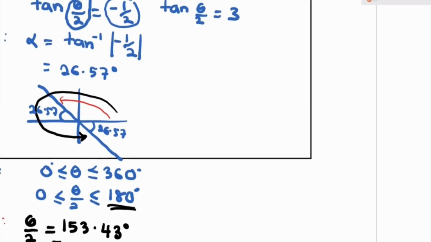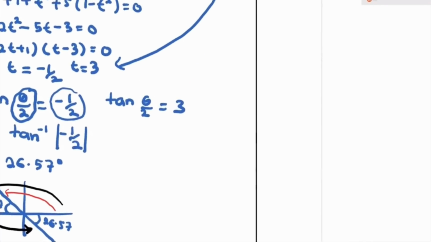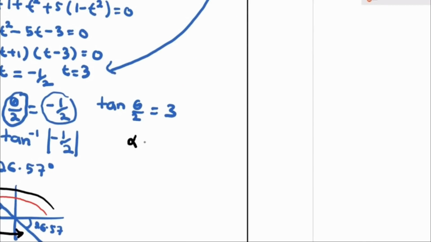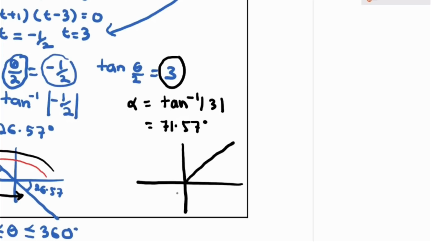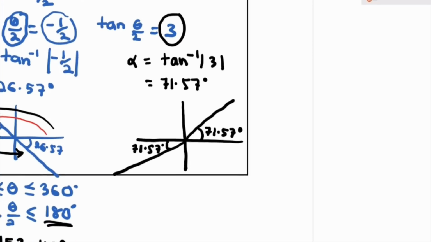Okay. Next, look at tangent theta over 2 equals 3. So the basic angle here is shift tangent 3. If you press the calculator, the result is 71.57. Now we check the quadrants. Tangent theta over 2 is positive, so positive means the first and third quadrant. So this one is 71.57 and this one 71.57.